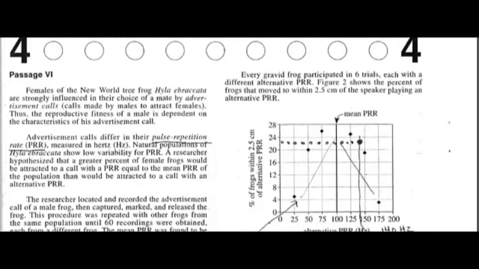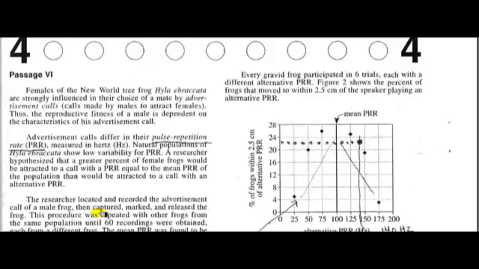We see passage number 6. The first mini introductory paragraph talks about the type of frogs, female frogs, they're tree frogs. The second one will talk about the PRR and the advertisement calls. We'll need that, but hold off for now. And the third one talks about the researchers, and here's what they say. The researchers located and recorded the advertisement calls of a male frog. Then, after they recorded them, they captured them. Then they marked them, and then they released them.